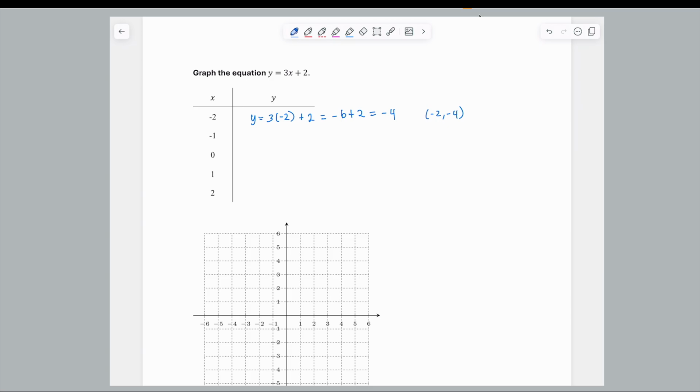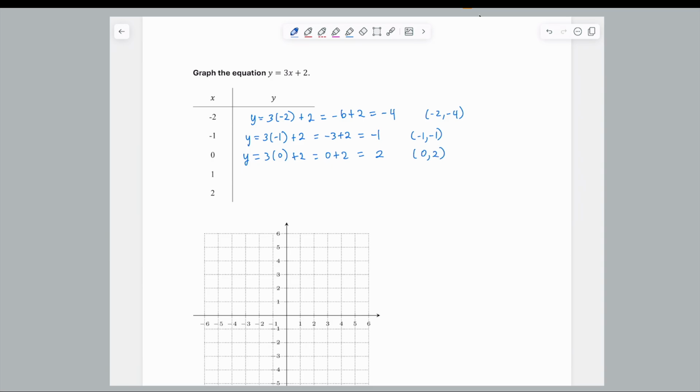Now we do the same thing for x equal to -1. So y equals 3 times -1 plus 2. So we get -3 plus 2, which is -1. And so this will give us the ordered pair -1, -1. All right, now we get y equal to 3 times 0 plus 2, which is 0 plus 2, or just 2. So we get the ordered pair 0, 2.